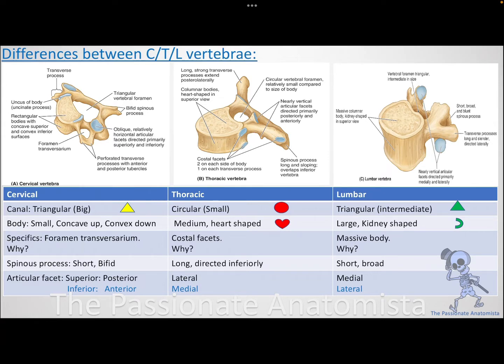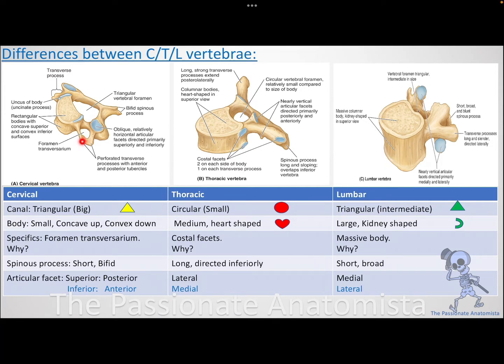Now, if you look at the cervical region, you're going to have something that will distinguish the cervical from the thoracic and the lumbar. What is it? It's what we call the foramen transversarium. Why do we call it foramen transversarium? Because it's in the transverse process, right? Why do we need it?